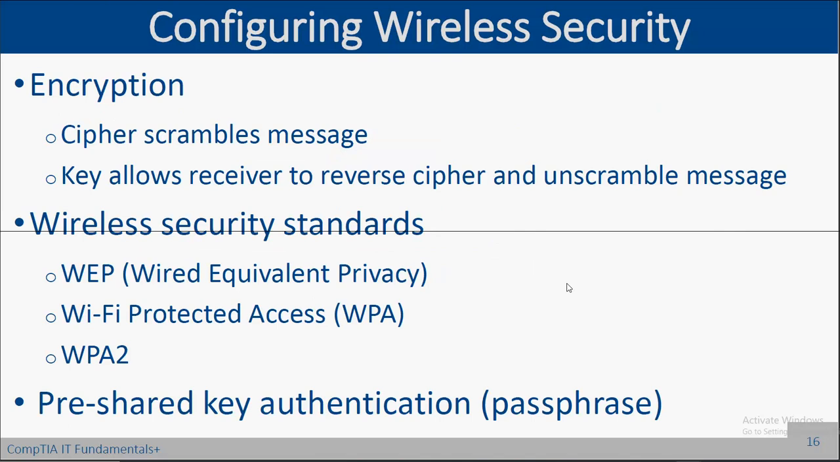All right. When configuring wireless security, again, we talked about encryption. Encryption basically means that if someone were to capture those packets, they would not be able to make sense of them because they are ciphered, scrambled messages. And the key allows the receiver to reverse the cipher and unscramble them. So your devices are able to encrypt and decrypt those messages, but if someone were to capture those messages, they would not be able to do that.